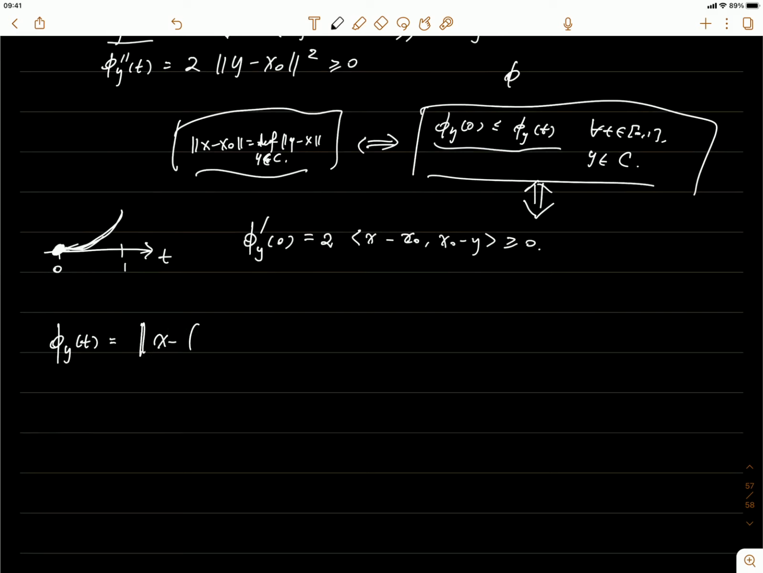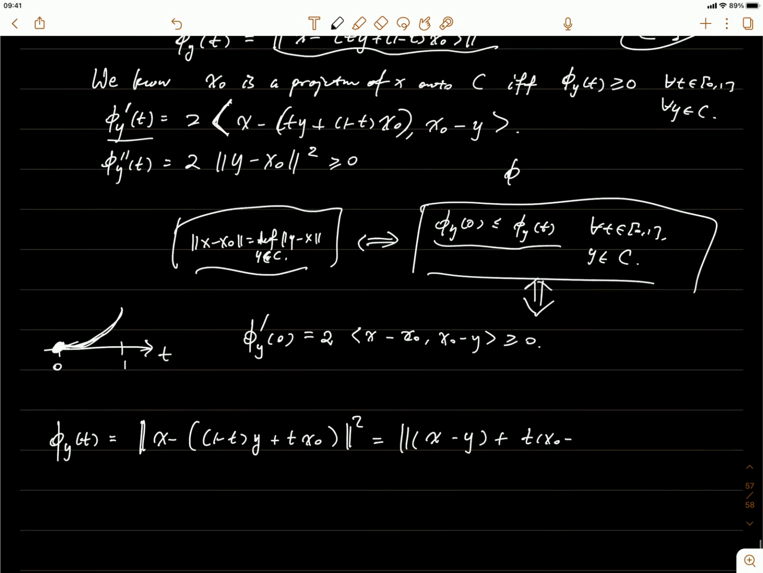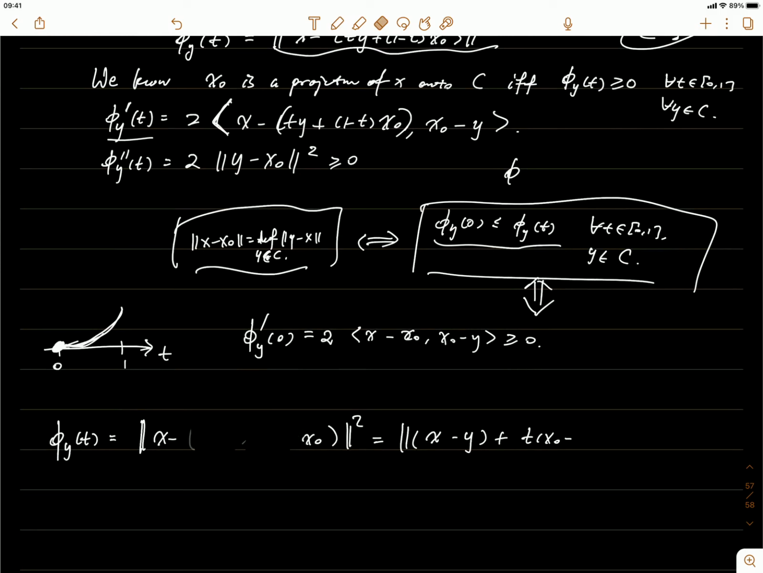X minus 1 minus t x, this is the y plus t x naught, right? So let's rewrite this. This becomes x minus y plus t of x naught minus y. That should be that. Sorry.